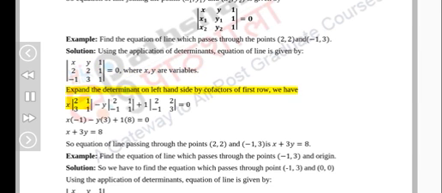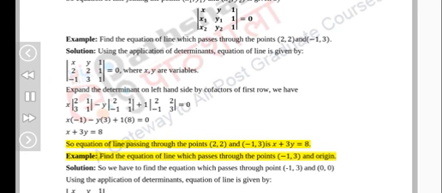Expand the determinant on the left-hand side by cofactors of the first row. We have x(2 minus 3) minus y(2 plus 1) plus 1(6 plus 2) equals 0. That is, -x minus 3y plus 8 equals 0, so x plus 3y equals 8. So the equation of the line passing through the points (2, 2) and (-1, 3) is x plus 3y equals 8.